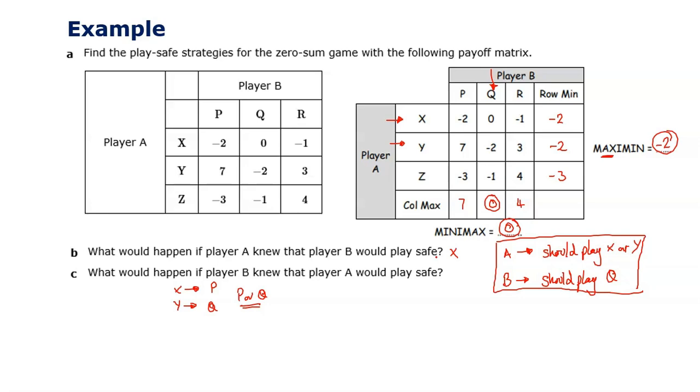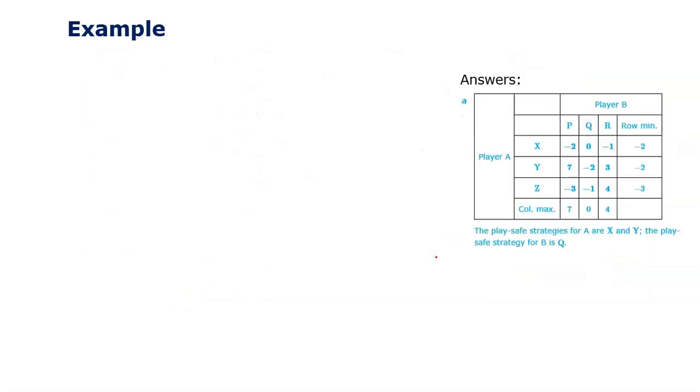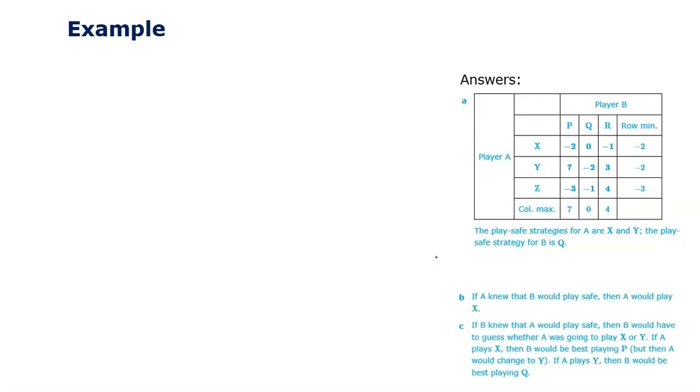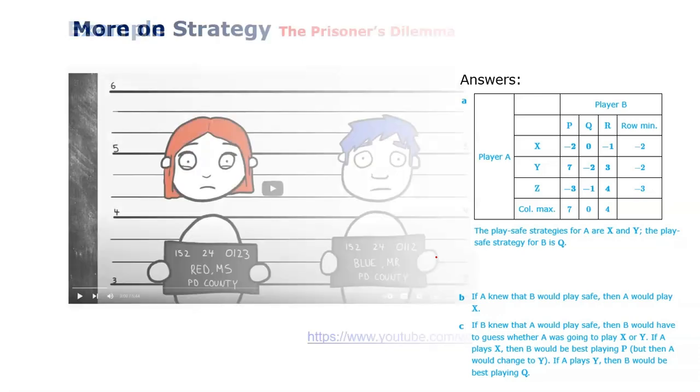So player B, yes, exactly. That's what I was getting at. So where have I got my answers here? The play safe strategies are X and Y and Q. That's what we said. And the answers are there from the textbook anyway. I think broadly they've done what we've done.